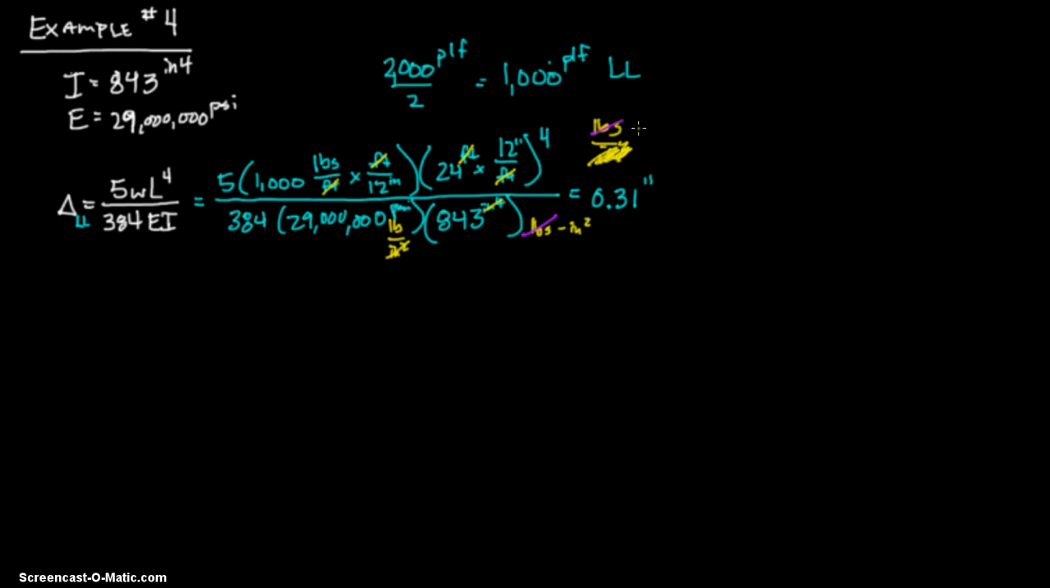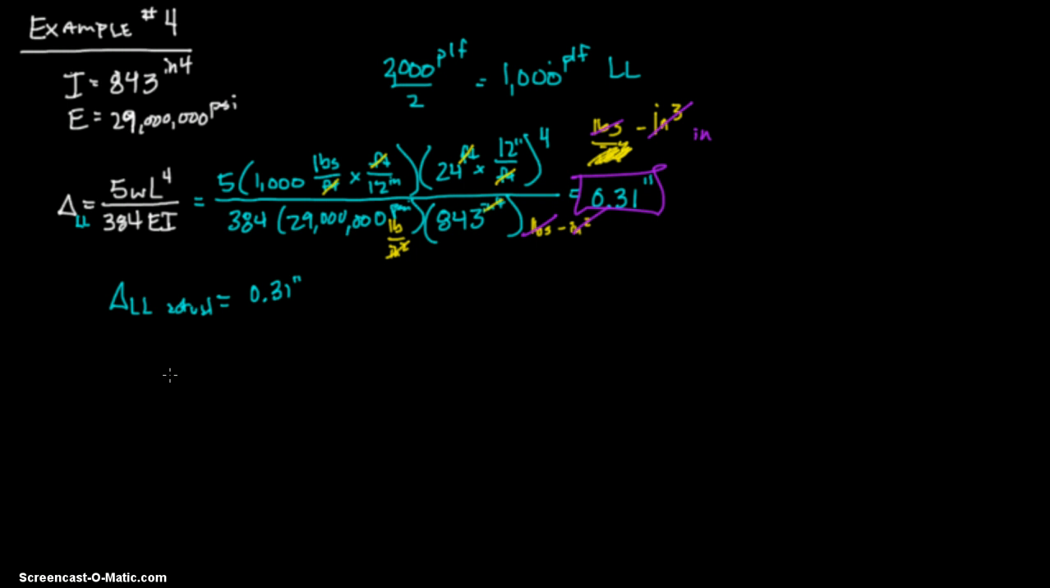I don't think this is on the bottom. I think this is over here. Let me check again. Yeah, because this is on the top. So it's going to be inches to the fourth. Yeah, it's going to be pounds, inches cubed, like that. And that's divided by 2. So you have one of these left. You're left with inches, which is what we want. 0.31 inches. Okay, so that's our actual live load deflection. And you could write that out. You say, okay, our deflection live load actual equals 0.31 inches.